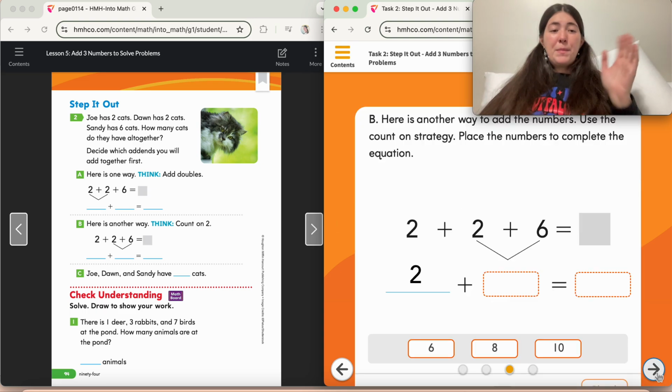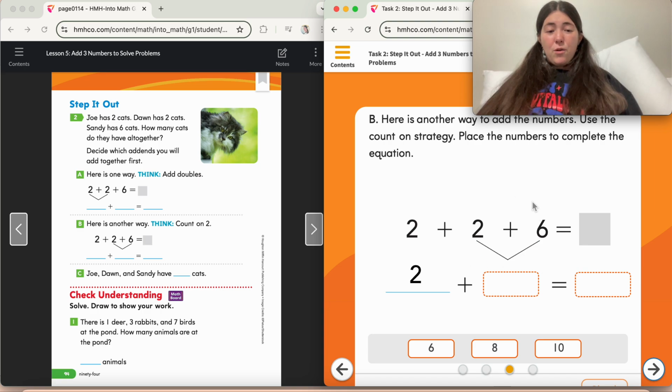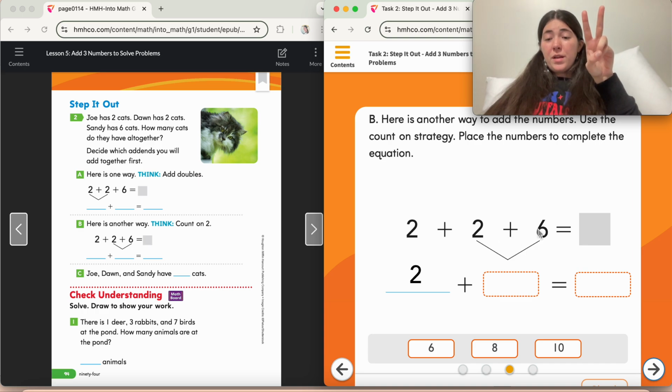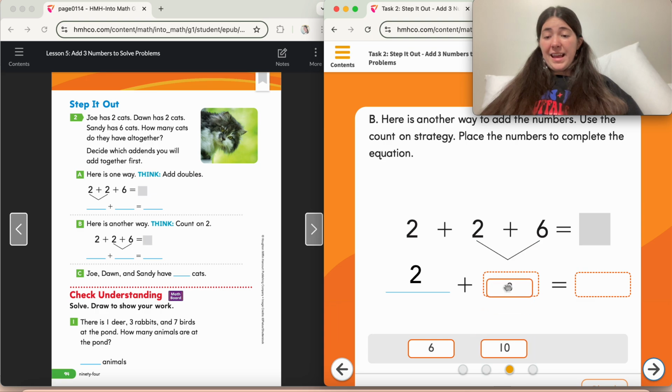Alrighty. But now here is another way. We are going to count on 2's. So if I have 6 and I count on 2 more, I'm going to put 6 in my head. And I'm going to count on 2 more. So 6, 7, 8. So 2 plus 6 equals 8. We're going to bring our 2 down here, and we're going to write an 8 right here.